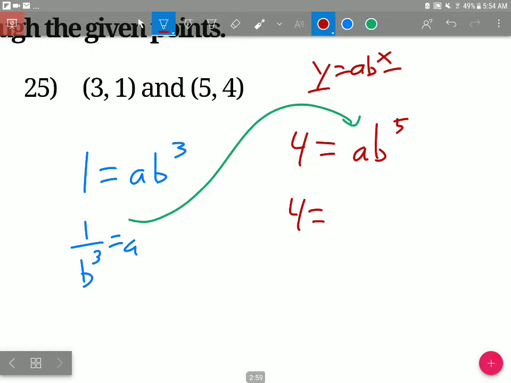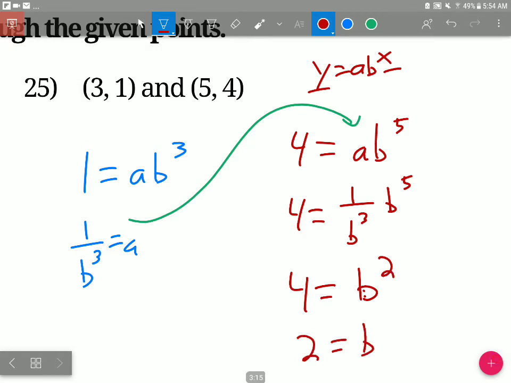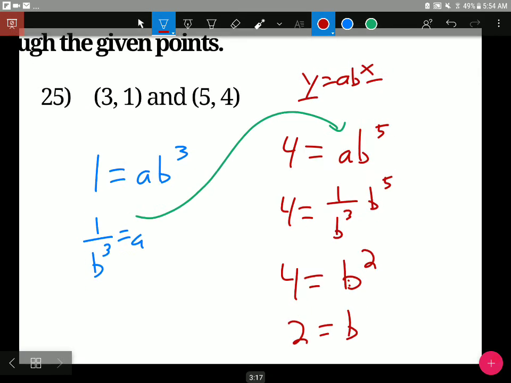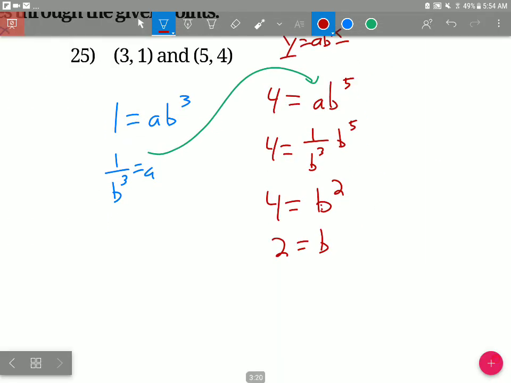4 equals 1 over b to the third times b to the fifth, which, again, 5 minus 3 is 2, so that's 4 equals b squared. So b equals 2. And yes, negative 2 would work as well. However, we can't have a negative base. All right, so there's your b.